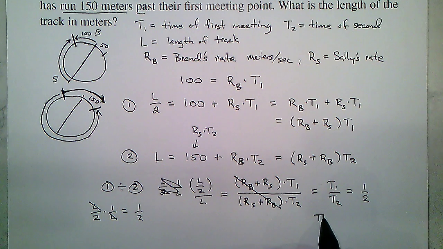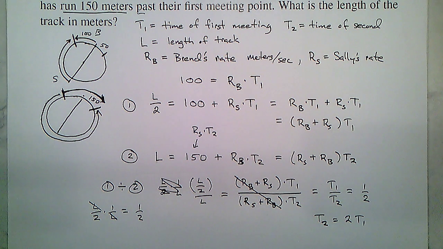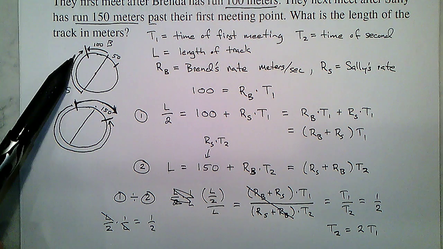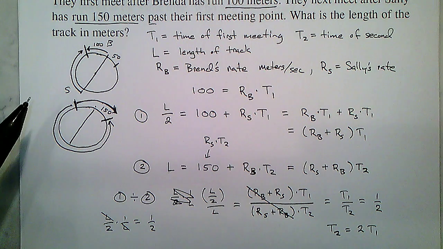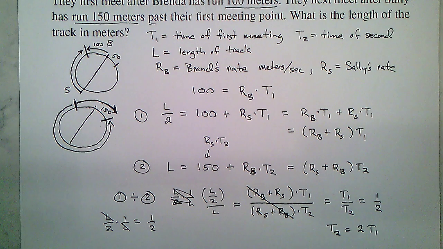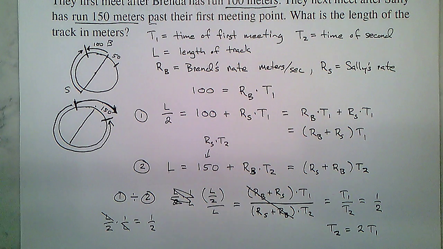Or said another way, T2 is equal to twice T1. Oh, well, that makes sense, right? Because here in T1, they're covering half of the track. And in T2, that's the time that it takes them to basically cover the entire track. So it makes some sense that T2 should actually be twice T1. They're both going at a constant rate. So their combined rates are the same.